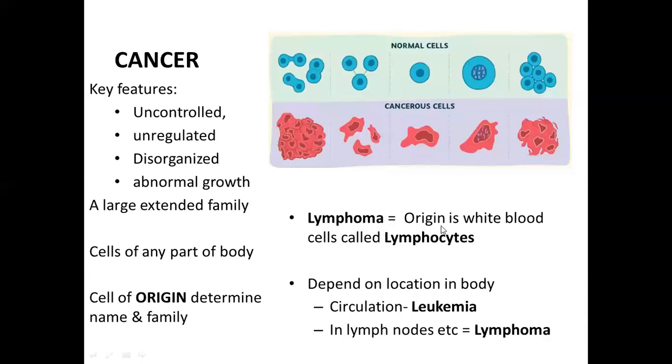And I will show you in the next presentation that the lymphocytes are also of different types. So sometimes you can get malignant transformation of these lymphocytes while the lymphocytes are in the circulation, that is in the blood system. And in this case, it will be referred to as a leukemia. While if it is in the lymphoid tissues, either primary or secondary lymphoid tissue, it will be referred to as a lymphoma.